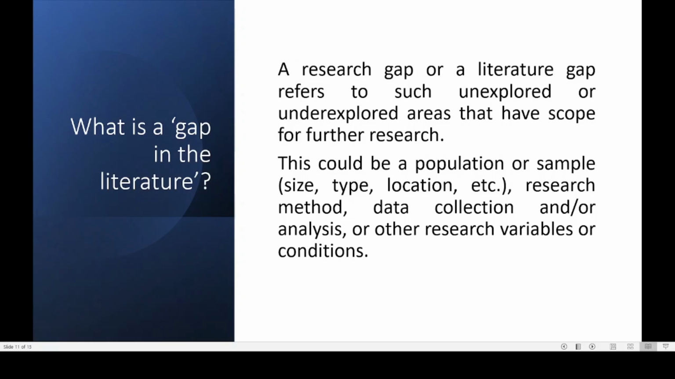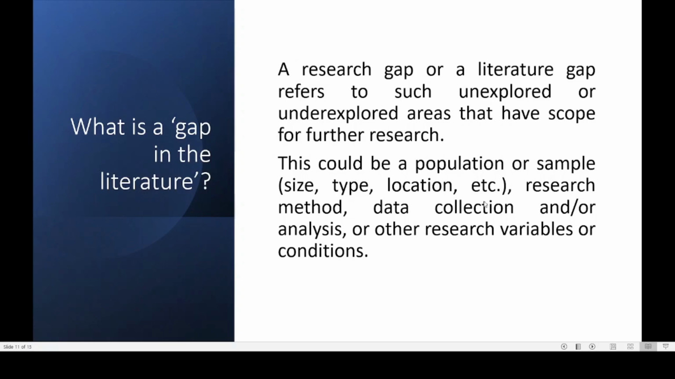So a research gap means those areas where there is a scope for study, and this could be a population or a sample. For example, the size of the sample, the type of the sample, or the location of the sample, or the method that we have used for studying that particular species. So that is a research method.